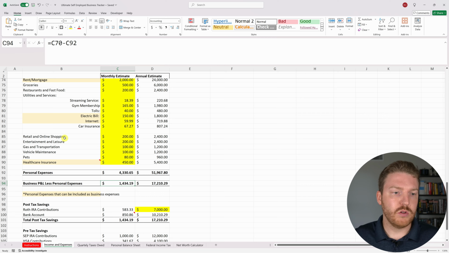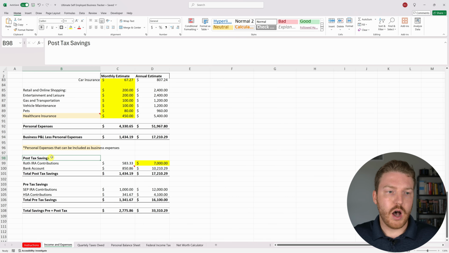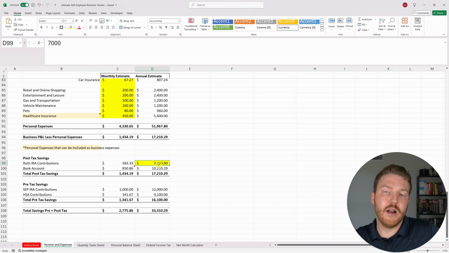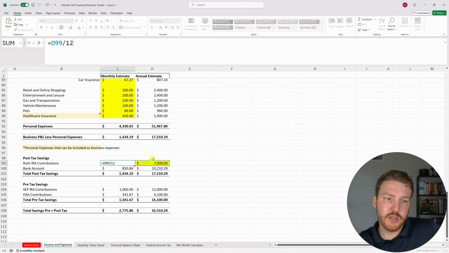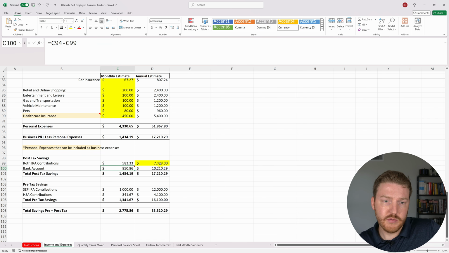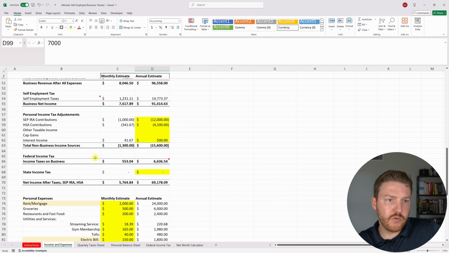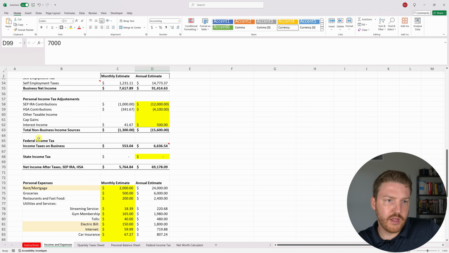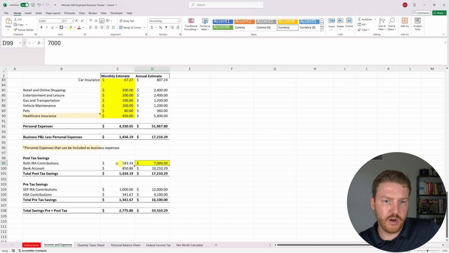And then once we get down to these post-tax savings, I'm basically punching into my Roth IRA the amount that I have saved annually in that. So right now the max is $7,000. So you can figure out how much you're contributing each month, and that factors in here. Now, if we go look back up here, one thing I want to clarify is that, never mind. Forget what I was saying.